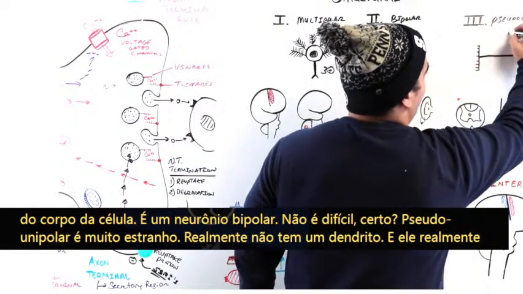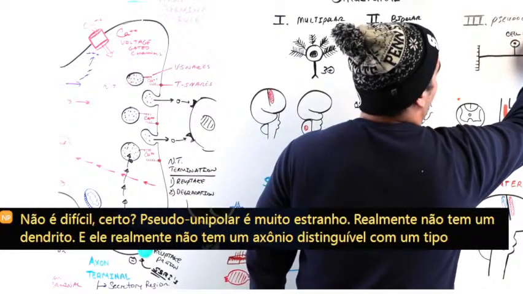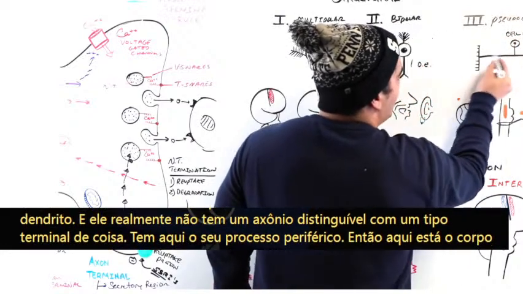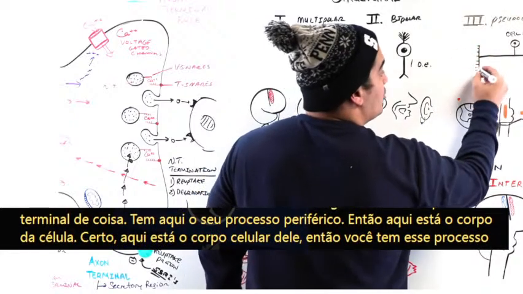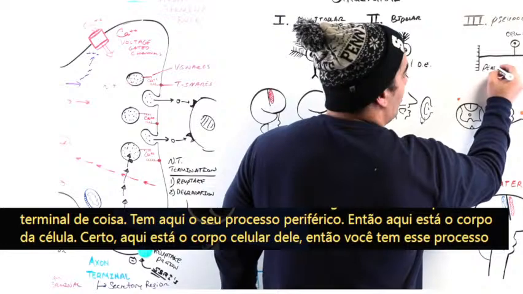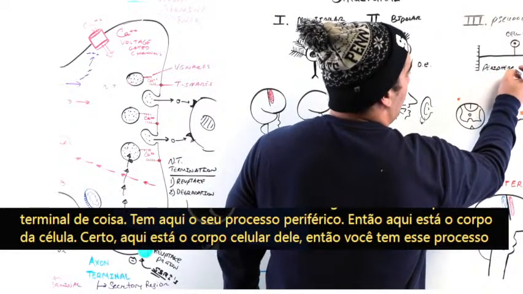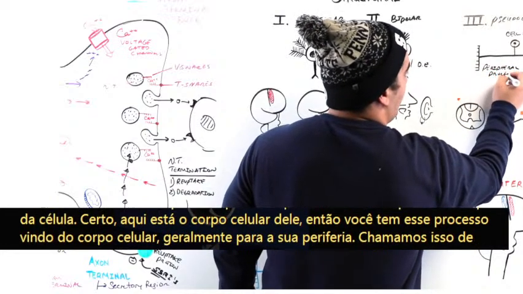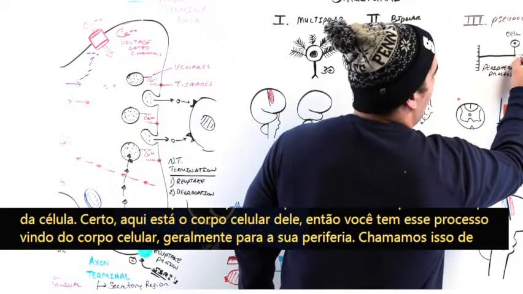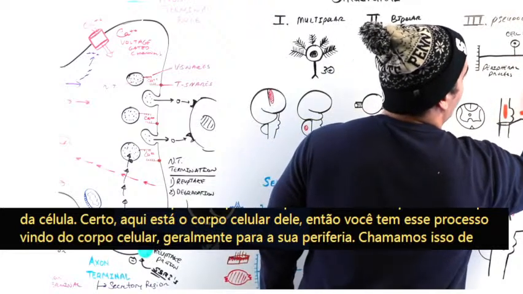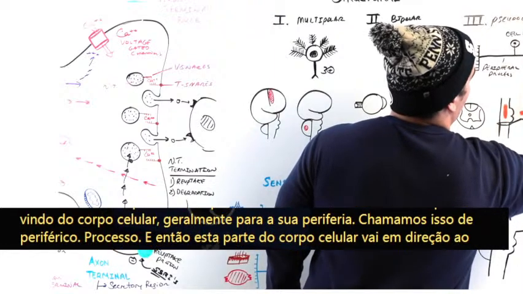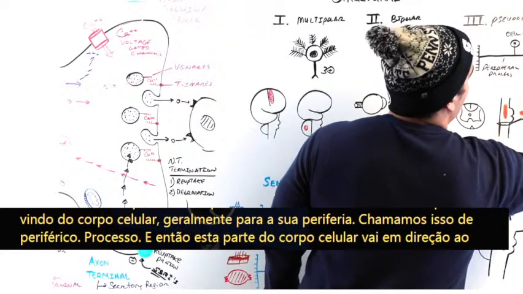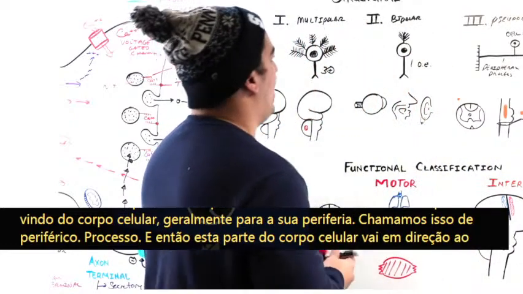It has here your peripheral process. So here's the cell body. Then you have this process coming from the cell body, usually out to your periphery, so we call this the peripheral process. And then this part from the cell body going towards the central nervous system, we call the central process. So pretty straightforward, okay?